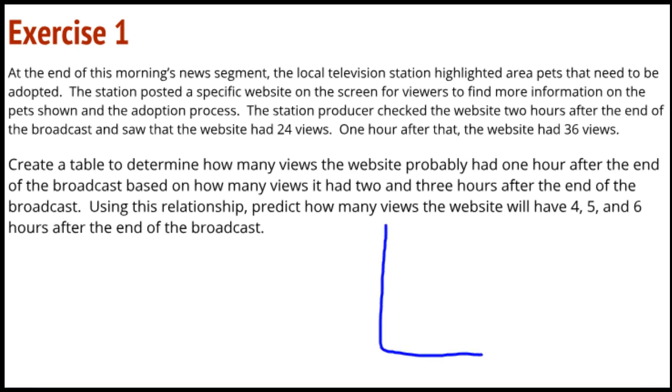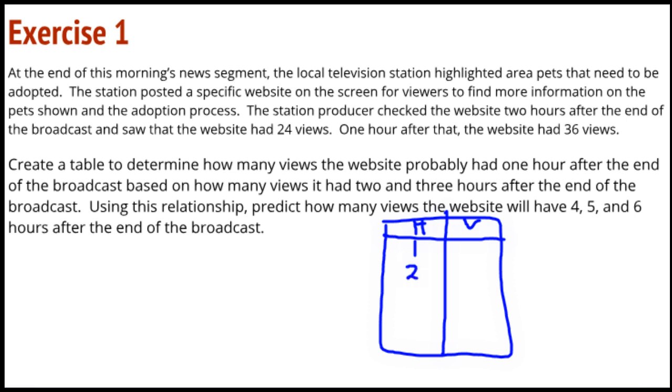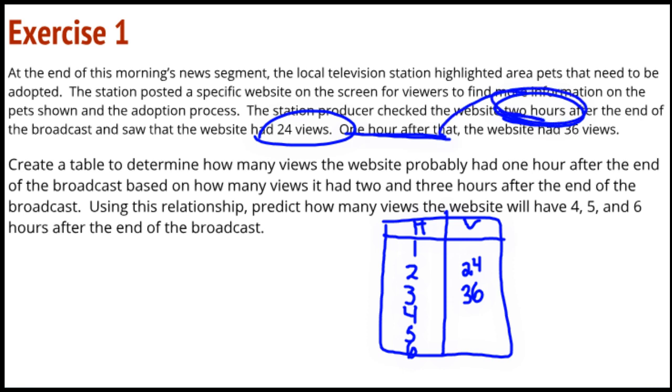So I'm going to create my table here, and I'm going to have the number of hours, and I'm going to have the number of views, and I'm supposed to make a prediction for 1 hour. I am given information for 2 hours and 3 hours, and then I need to make predictions for 4, 5, and 6. So after 2 hours, there were 24 views, and after 3 hours, there were 36 views. 1 hour after that, after what? After 2 hours, so 2 hours, add one more, 36 views.